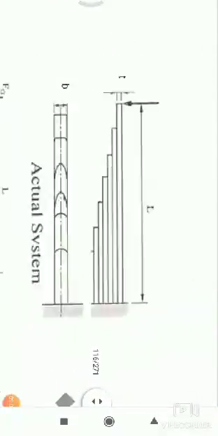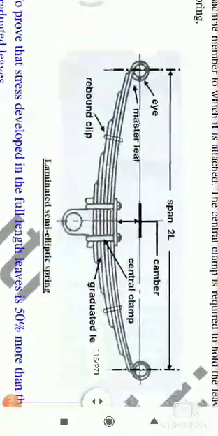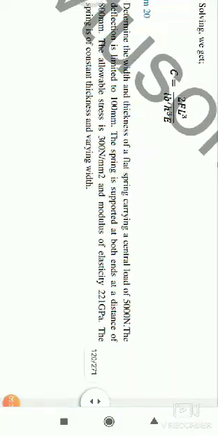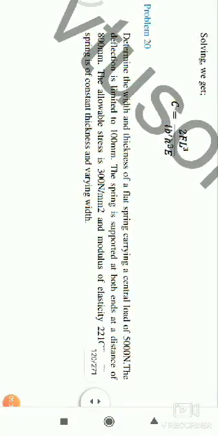Now the diagram, I hope you remember. So this is the diagram. This distance is called the camber. Here camber is important. Span is 2L. The master leaf and the remaining are the graduated leaves. So with this information, after nipping we'll take one problem. First problem we'll take.